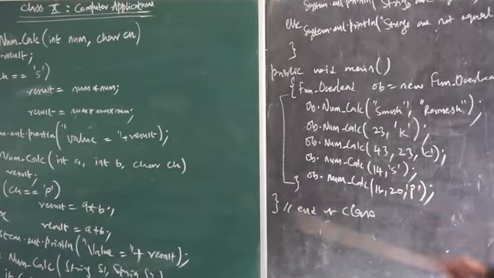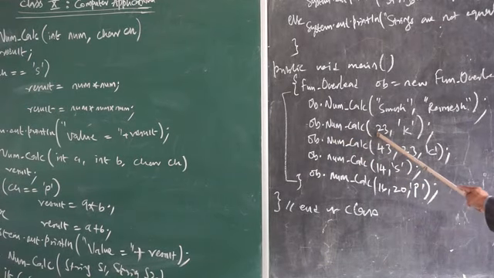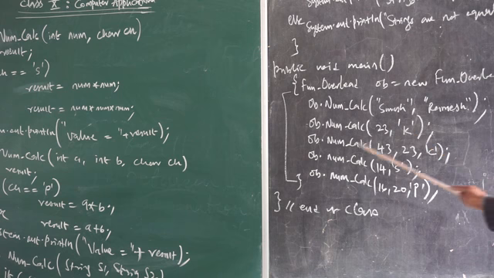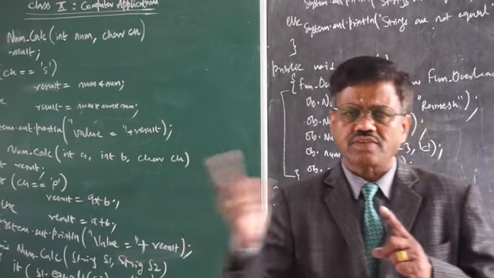The first is numCalc with two parameters, both of them strings. The second method is numCalc with two parameters, one integer and the other a character. The third method has three parameters, the fourth method has two parameters, and the fifth method has three parameters. What I am trying to tell you is, back and forth the execution transfers.